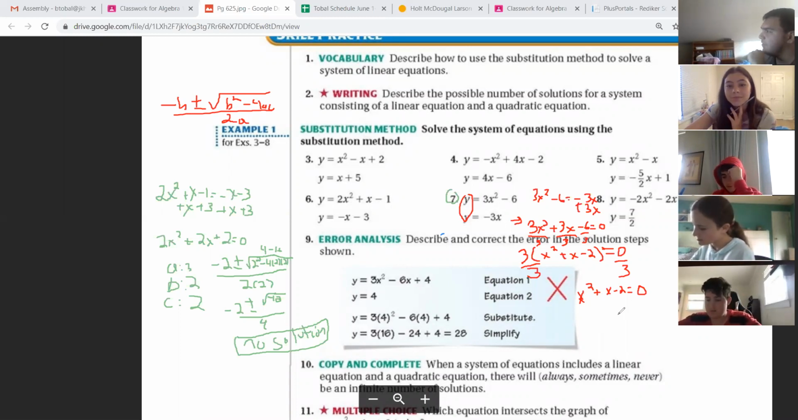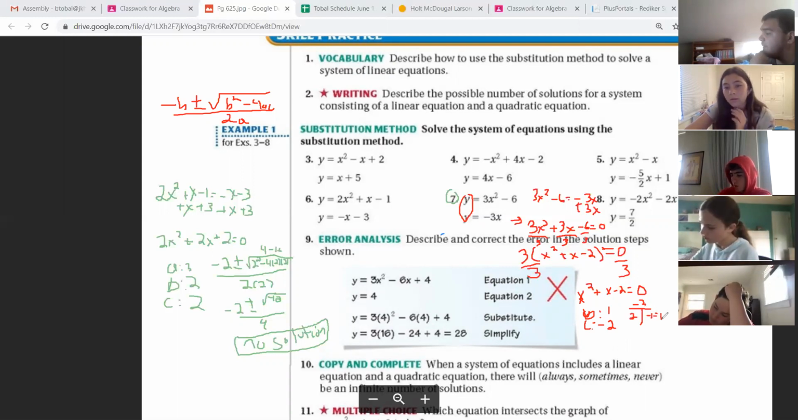x squared plus x minus 2. Let's use factoring. C is negative 2. B is 1. A happens to also be 1. So anything that multiplies to negative 2 that adds up to 1? There's only so many things that multiply to negative 2. So 2 and negative 1. That adds up to positive 1.